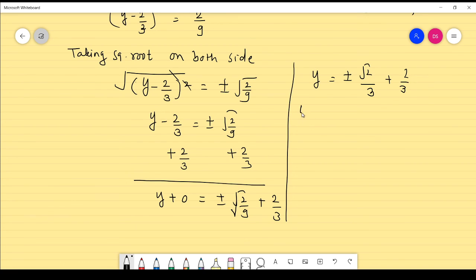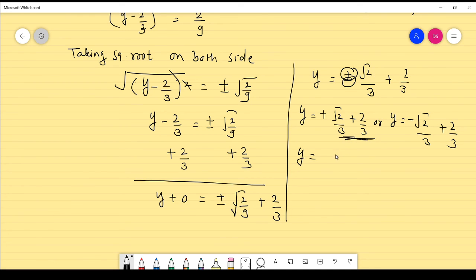Now what to do? y will be equal to plus root 2 by 3 first, plus 2 by 3, or y will be equal to minus root 2 by 3 plus 2 by 3. We take the plus sign first and then the minus later. The denominators are the same, so the numerators get added. So y is root 2 plus 2 by 3, or y is minus root 2 plus 2 by 3. This is the solution for the fourth problem.